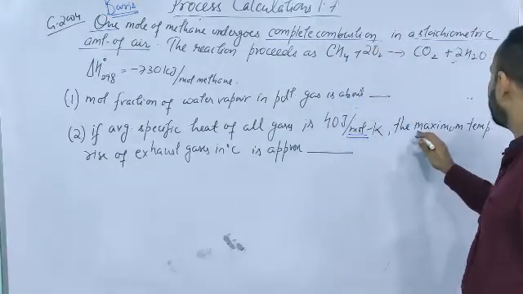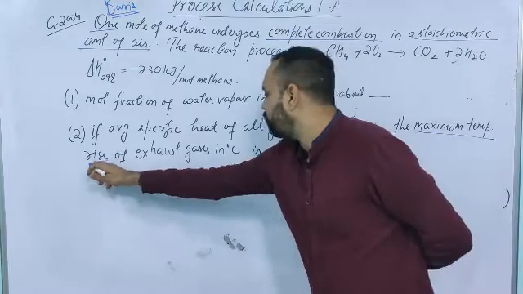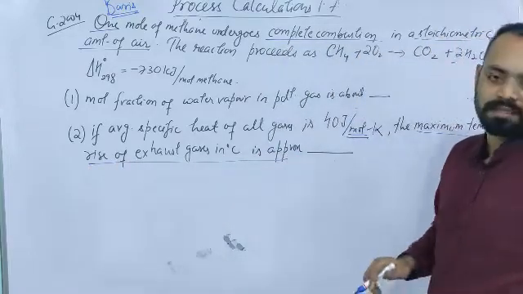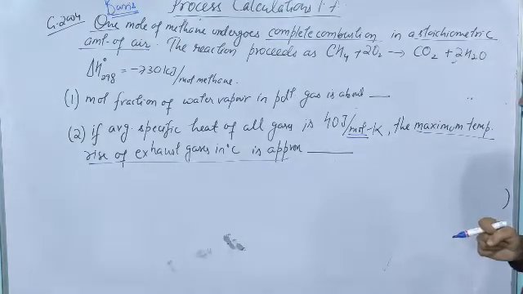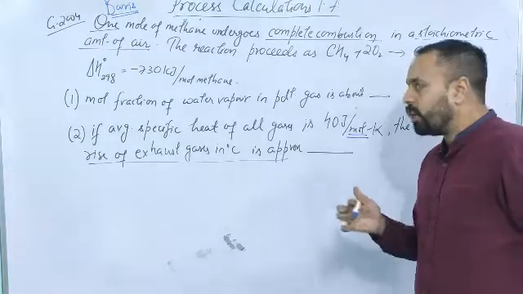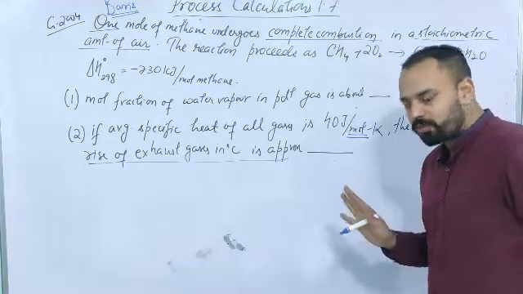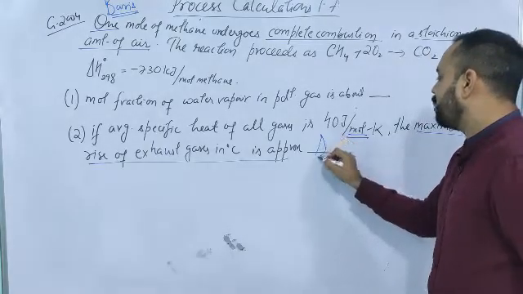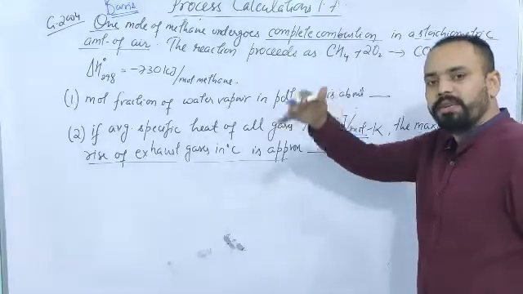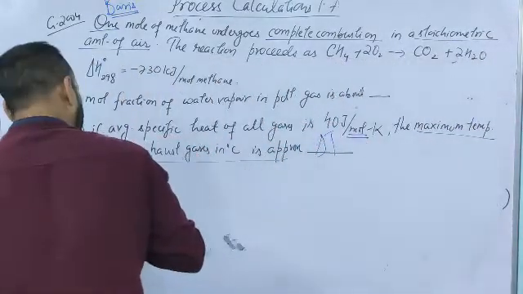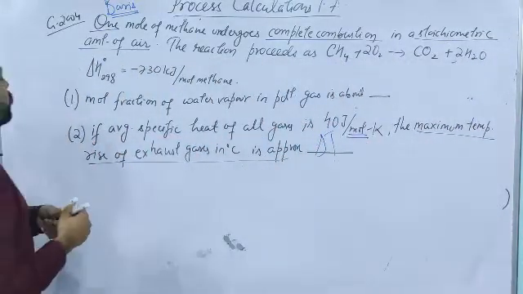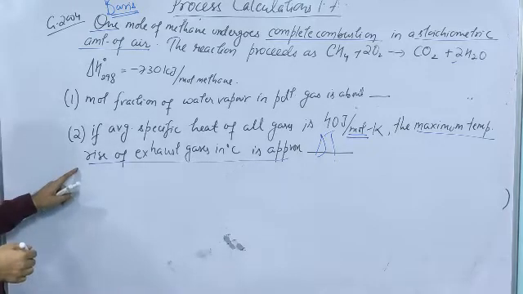The maximum temperature rise of the exhaust gases in degrees Celsius is approximately. Now they are asking the temperature rise, right? What is the meaning of temperature rise? The inlet temperature is not given, which means they are asking for delta T. What is the difference between T out and T in? Okay, so that is the problem. Let's make the figure first and then we can calculate everything.